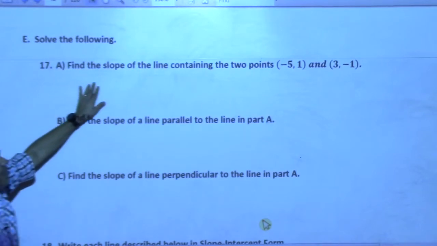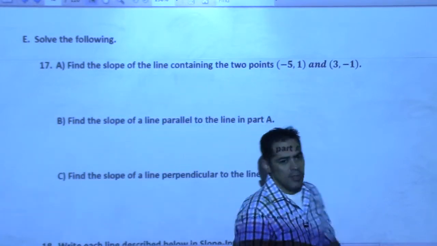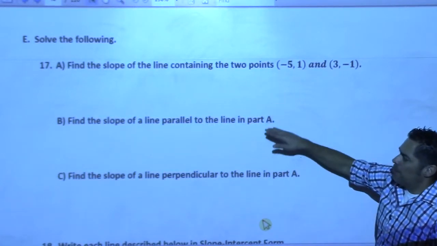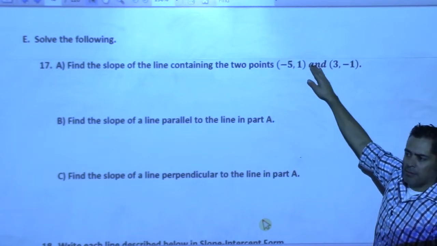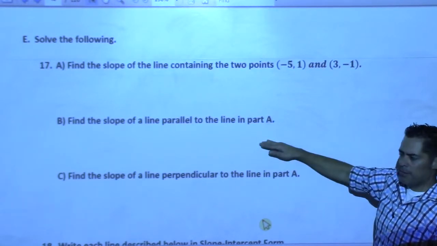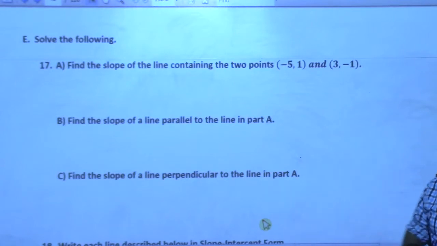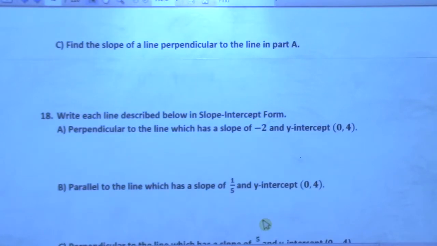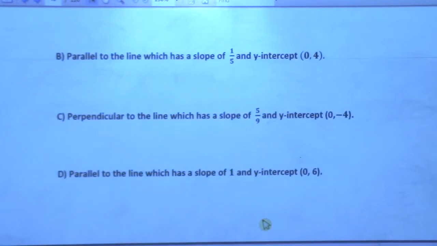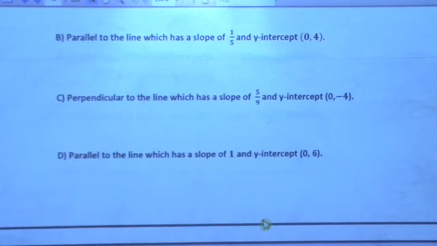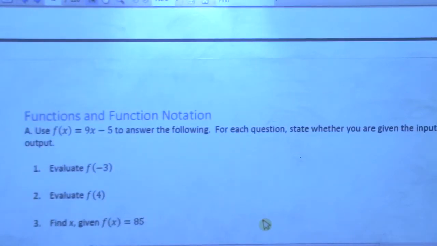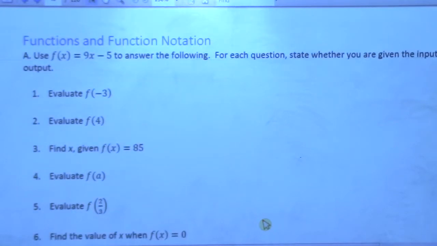Find the slope of a line containing these 2 points. So you find the slope here, then find the slope of a line parallel to that, which would be the same slope, right? Find the slope of a line perpendicular, so you do negative reciprocal. All right, I think all of those are just like what we just did right now. Okay, let's move on.